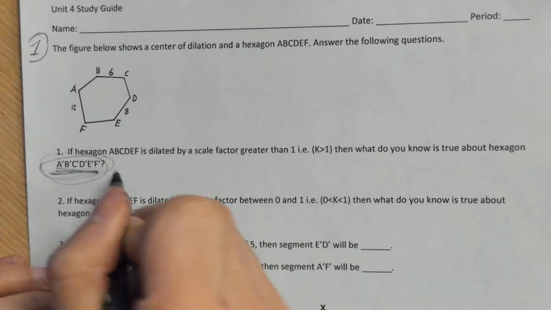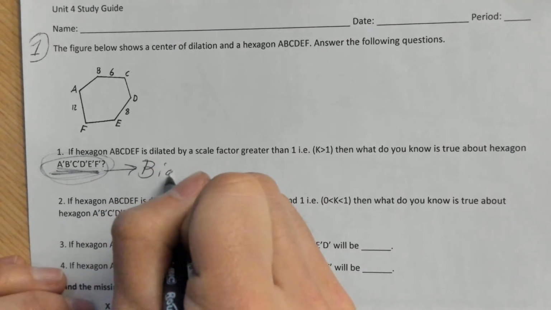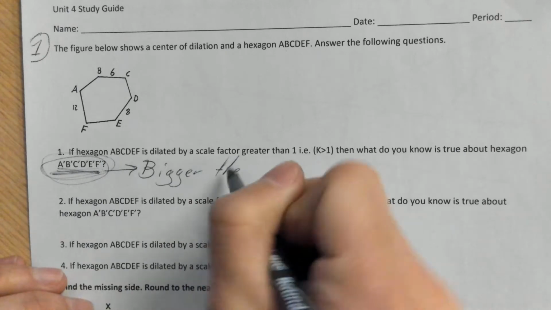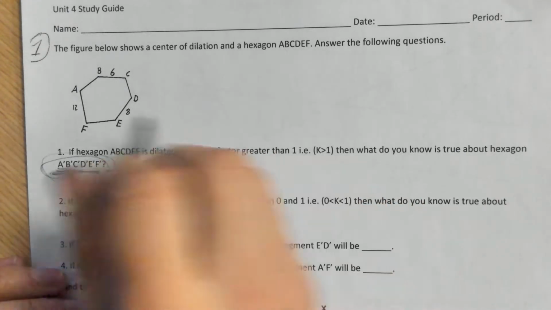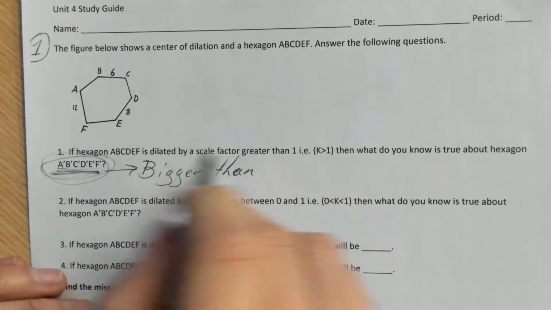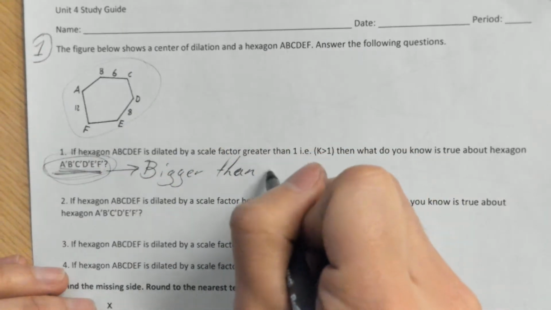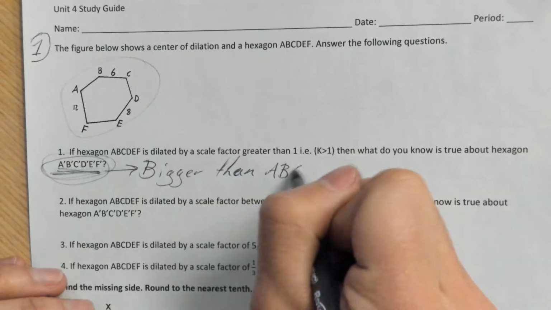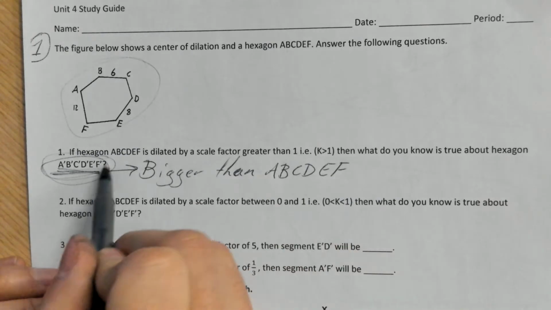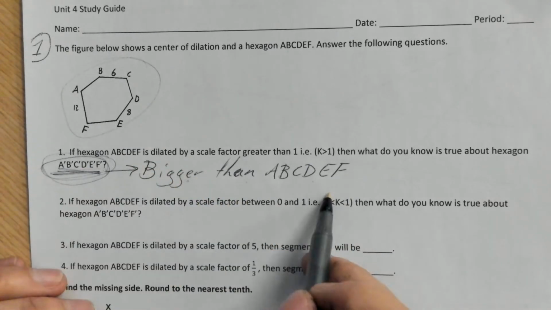Well, this new hexagon will have to be bigger than the original. It'll be bigger than the original, or well, you can just call it by its name. It'll be bigger than ABCDEF. Yeah, so this one is going to be bigger than the original, which is this one.